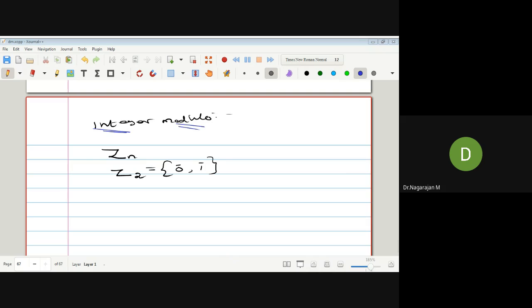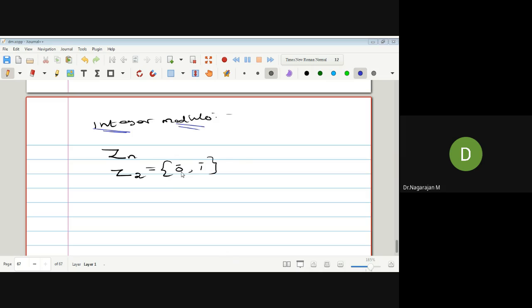Zn is called integer modulo n. I gave the example Z2, which equals 0 par and 1 par. This 0 par and 1 par is called classes. So what do we mean by classes? That's a very important idea.